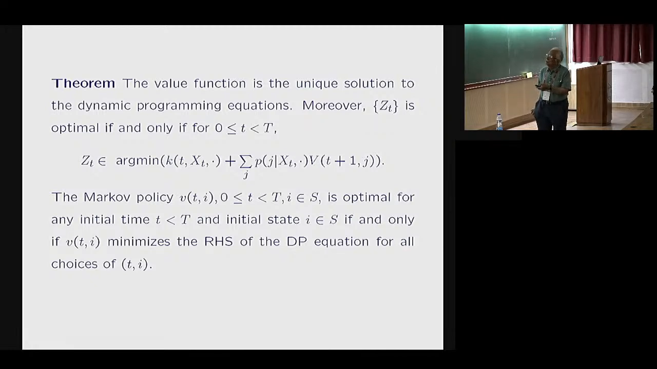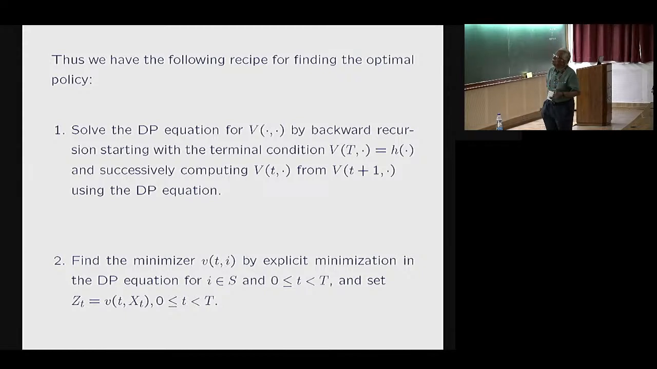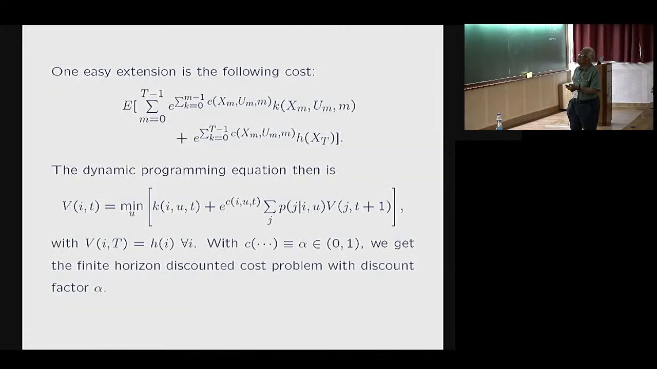It becomes more complicated. Okay, so yeah, I already said this. So the dynamic programming equation you can solve by backward recursion starting from the terminal condition, and then having solved it, find the minimizer by performing the explicit minimization in the equation. So the minimizer will depend on t and i, say v_{t,i}. Then the control choice at time t is z_t equal to v_{t,x_t}.